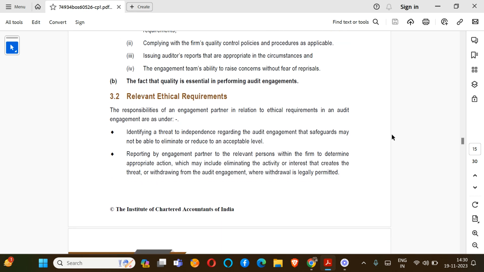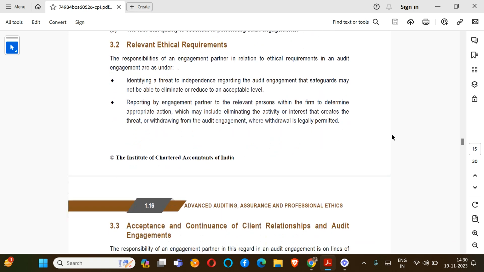Next is relevant ethical standards. So basically we have to identify whether my independence is being sacrificed, whether there is a threat to independence, and if possible reduce it to an acceptable level. Then we have to report to the engagement partner and relevant persons within the firm to determine the appropriate action to be taken in order to maintain independence, and if they cannot, then you have to withdraw from the engagement wherever you can.